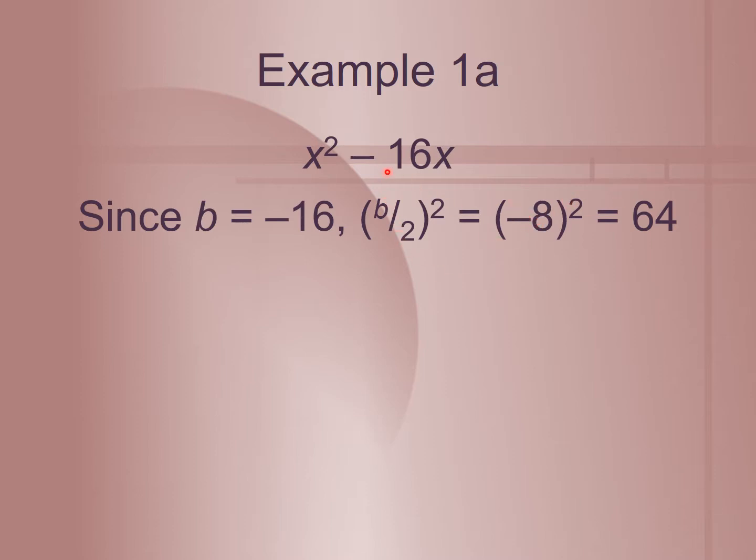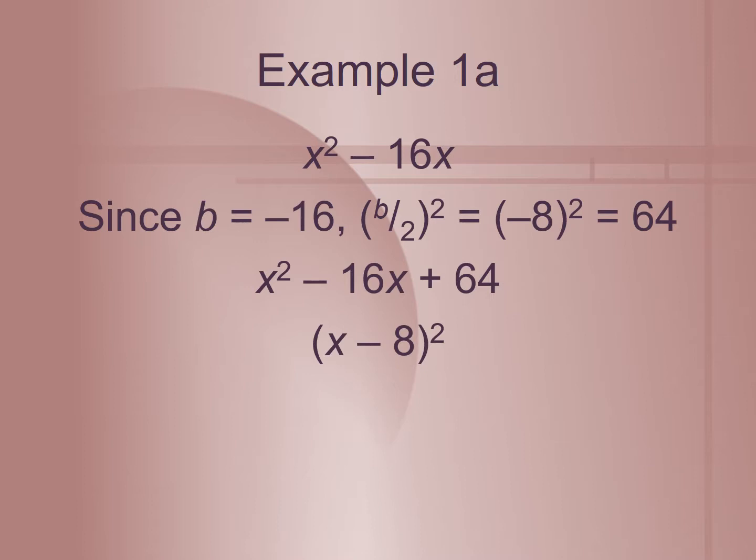So again, we did half of b, squared. Half of negative 16 is negative 8, so negative 8 squared, and that is how we got 64. And that's what we'll add to the end. So now we have x squared minus 16x plus 64.